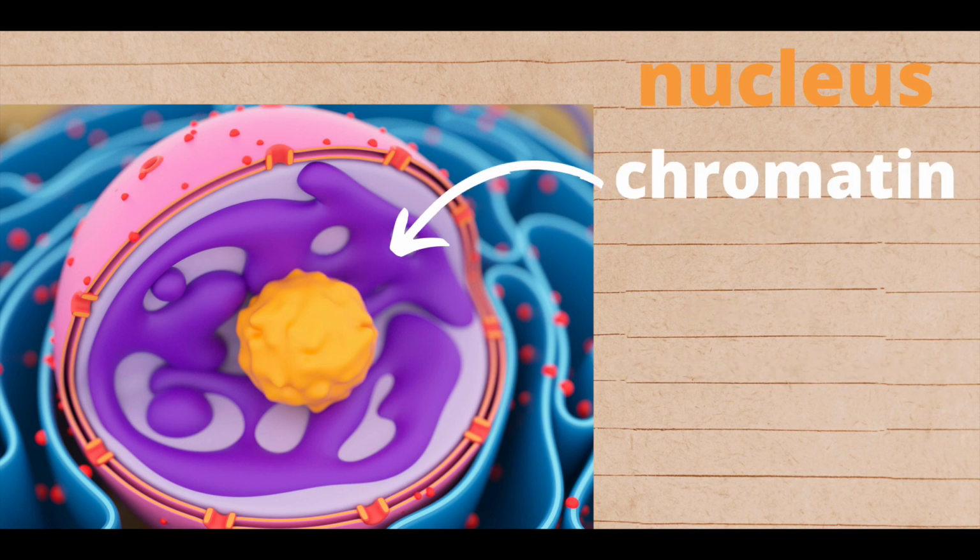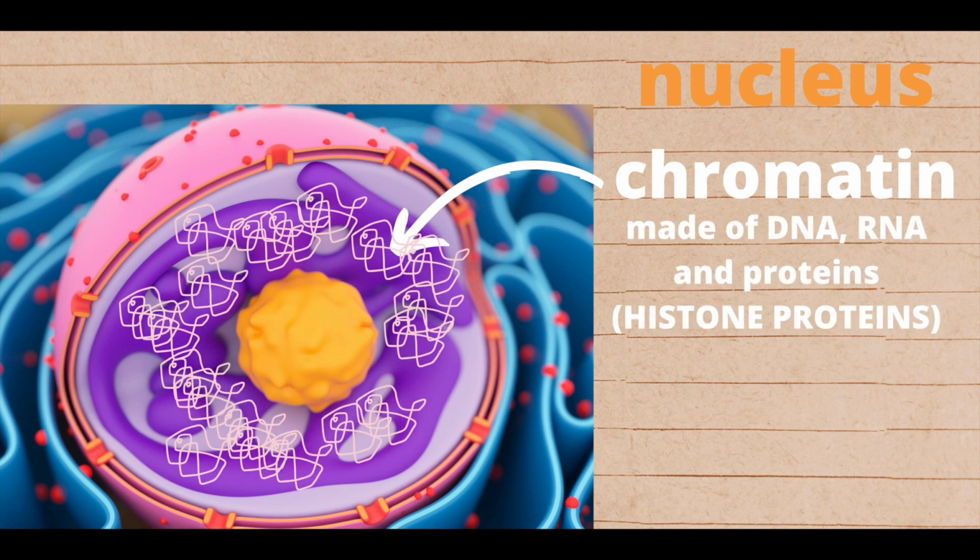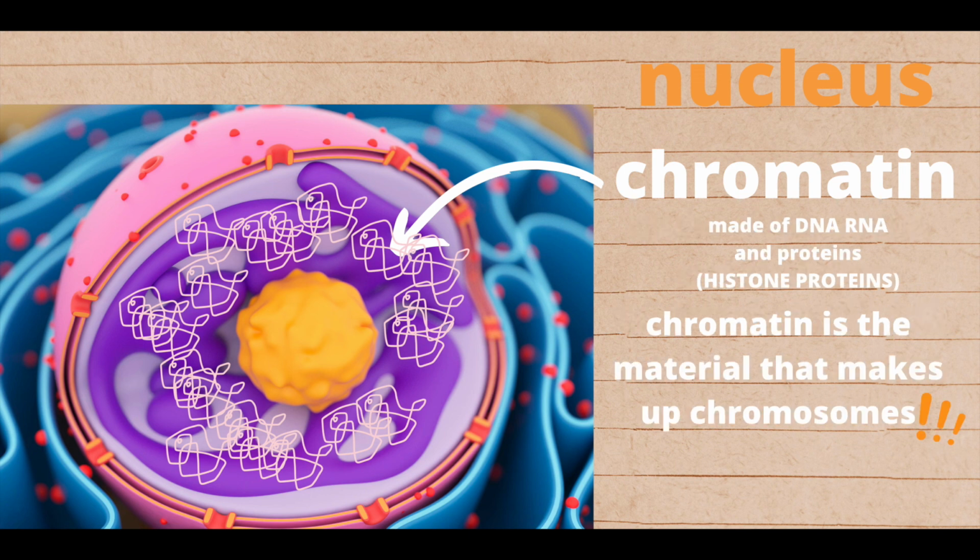So lastly, we have something called chromatin. Chromatin actually looks like this. It's more like squiggly and loose little strings that are inside of the nucleus, and they're made of DNA, RNA, and proteins, specifically histone proteins. Chromatin is a material that makes up chromosomes. So chromosomes are made out of chromatin. So that's it for the nucleus.